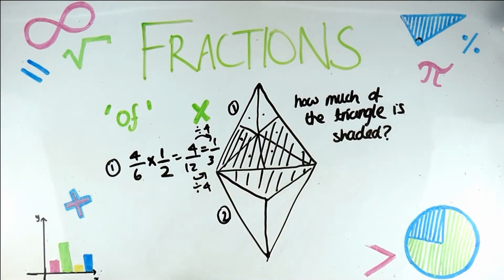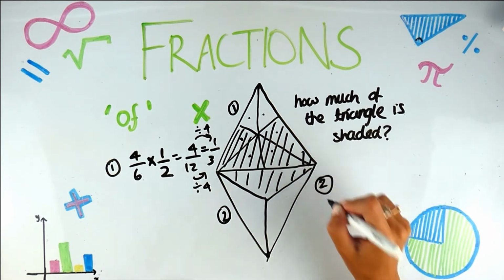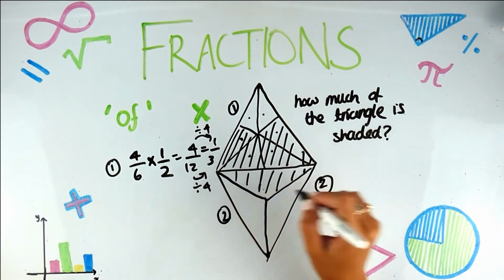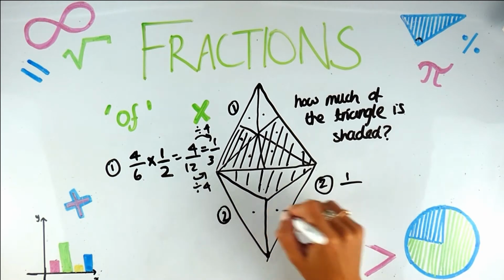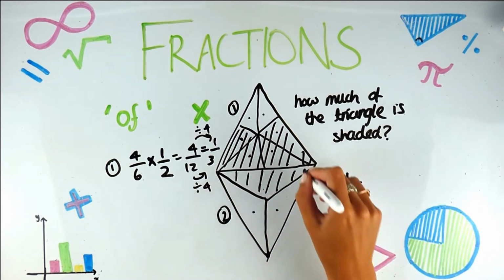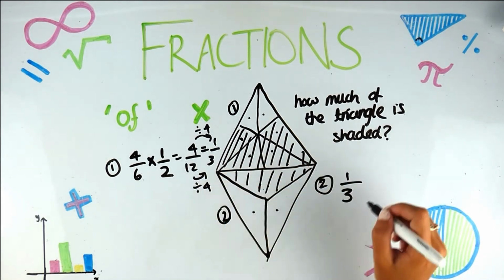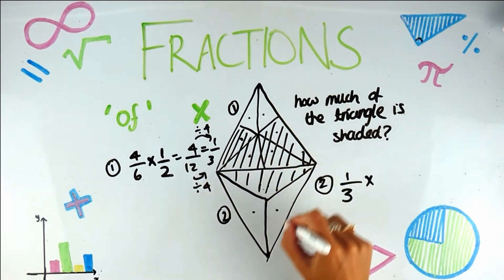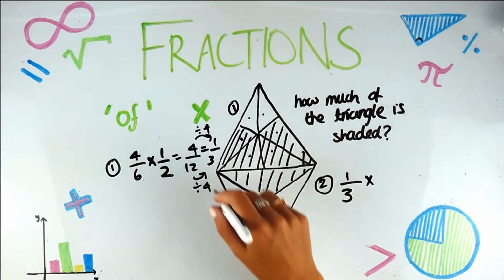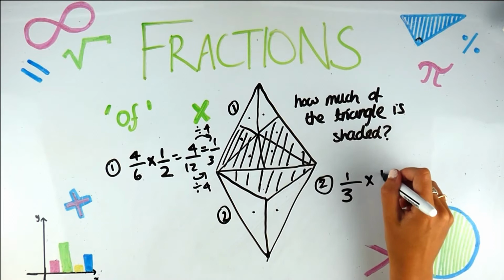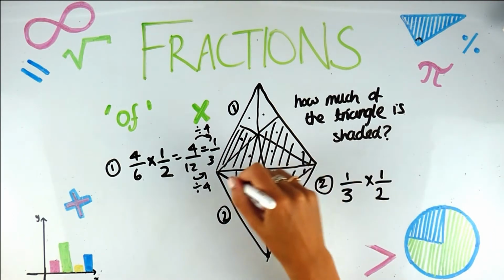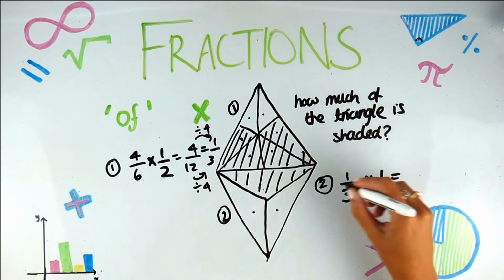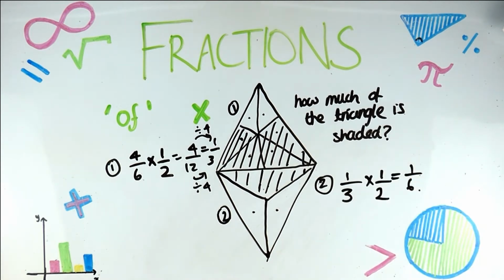Okay, in triangle 2, here I have 1 part of my 3 parts shaded. I have 1/3 of this triangle shaded, but as we know, this triangle is only half of my overall shape, so it's 1/3 of half of my shape, multiply through, so that's 1/6.